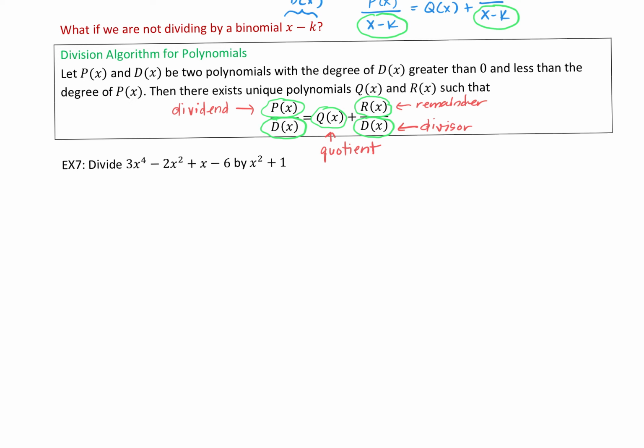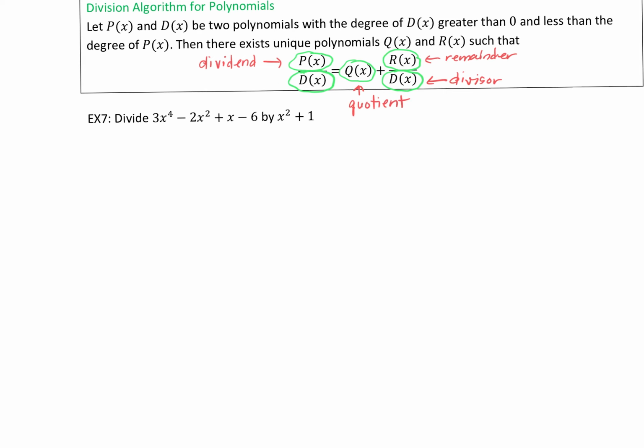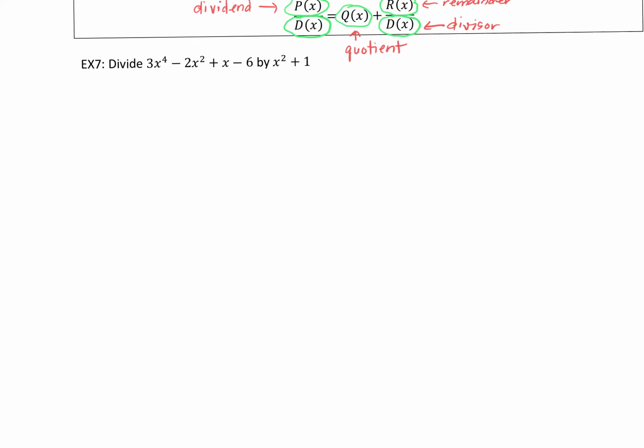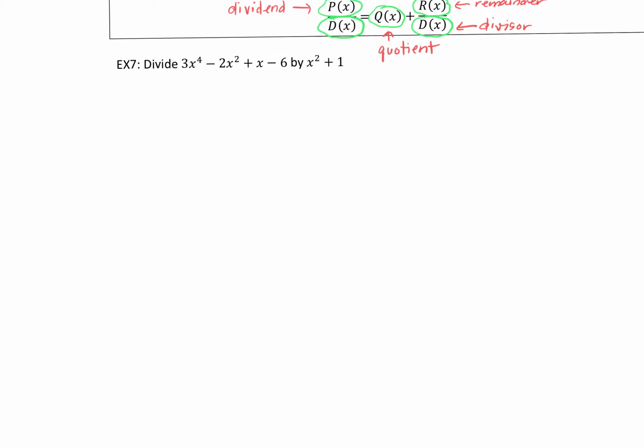So in the case that you're dividing and it's not x minus k, you're kind of stuck using long division. This is our last example, so we're going to review long division with any polynomial, not necessarily an x minus k binomial. In example 7, we want to divide this polynomial p of x, which is 3x to the 4th minus 2x squared plus x minus 6, by x squared plus 1. So notice it's not x plus 1, it's x squared plus 1. So I'm stuck doing long division.